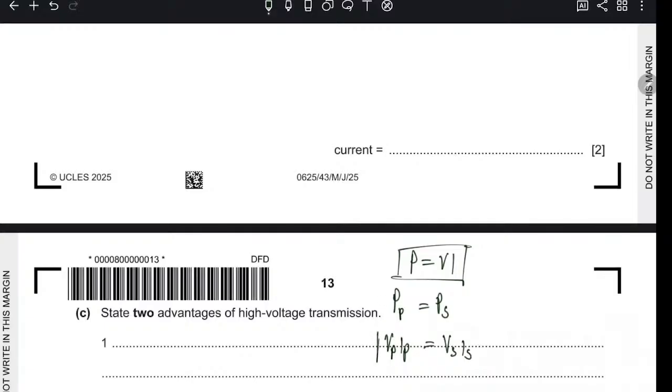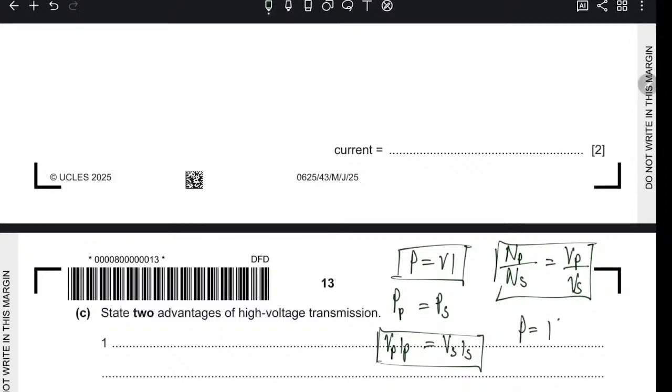Then you should also know that number of turns of primary over number of turns of secondary is equal to voltage of primary over voltage of secondary. It's exactly the same. And you should also know that you have power loss in transformers, which is found by saying the power loss P is I squared R.